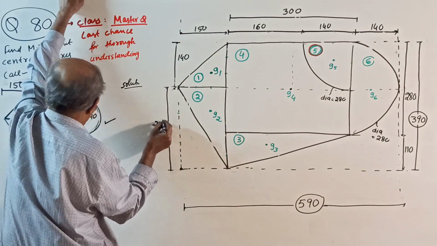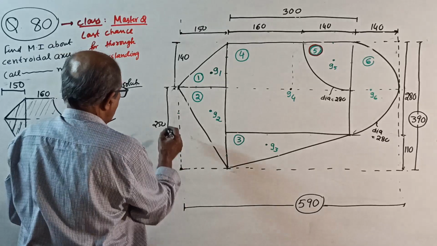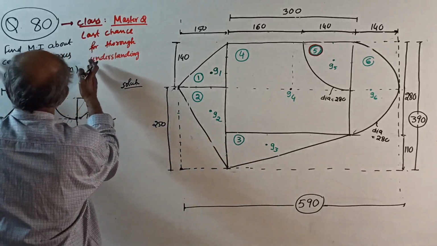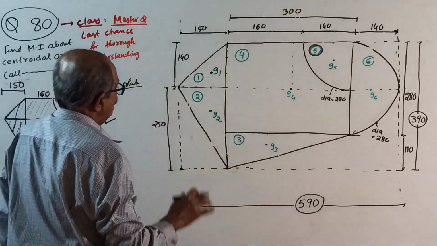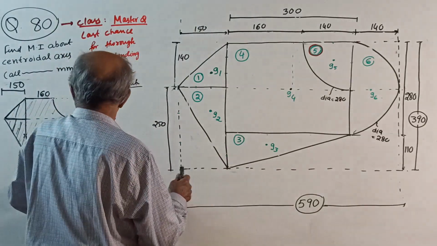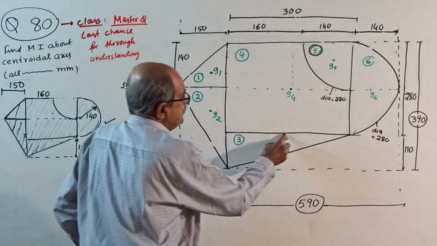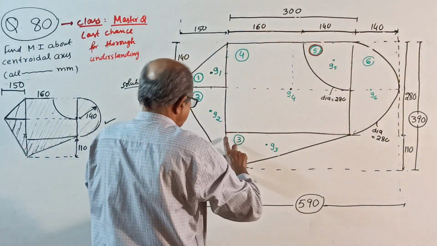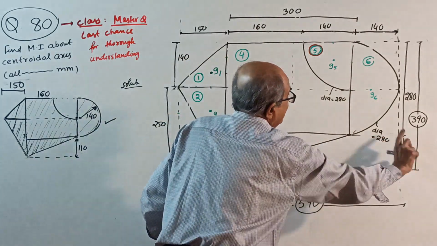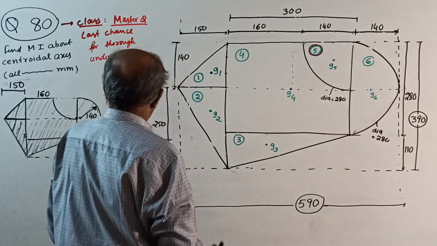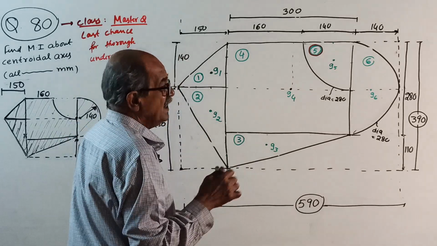250. I hope space is sufficient. Okay, I'll manage. Then there is one triangle here. For the triangle, this base is 300. This height is already there, 110. That height also is already there. Now all dimensions are clear.